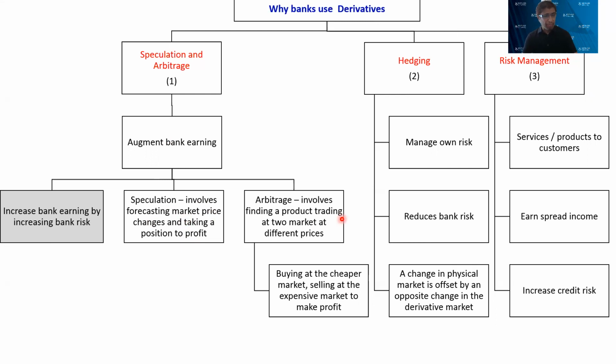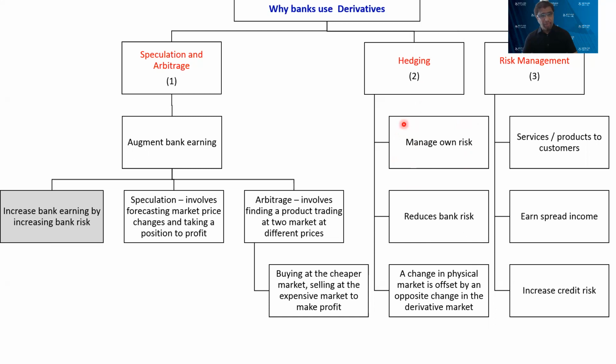And they can make arbitrage, which involves finding a product trading in two markets at different prices. So they buy at the cheaper price market and sell at the expensive market to make a profit. This is how arbitrage works. And in speculation, they just speculate on the prices in the future, and they assume they will benefit from this speculation.